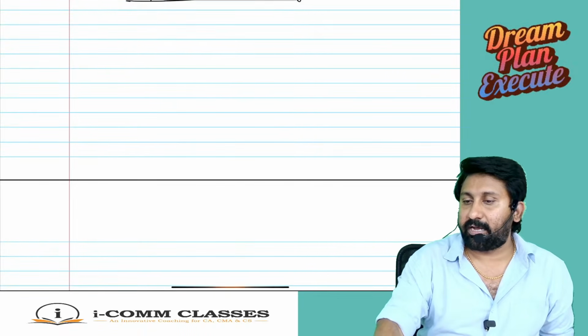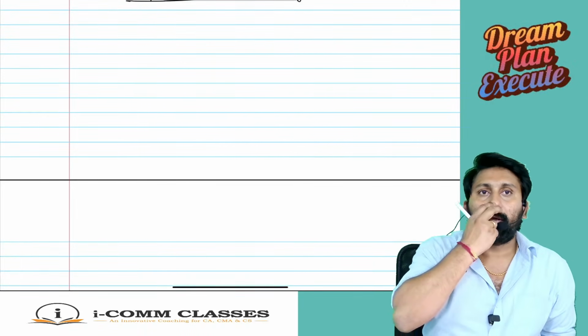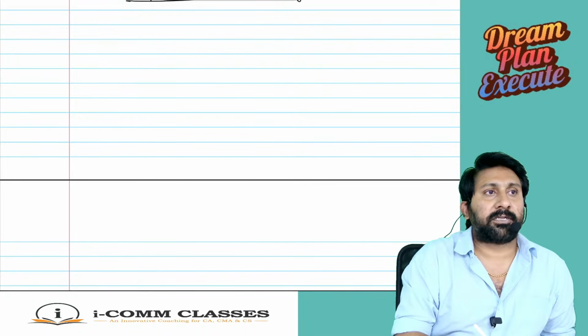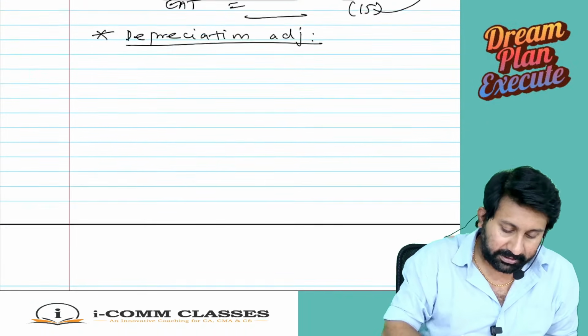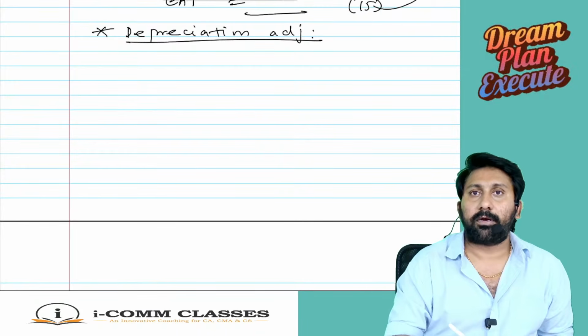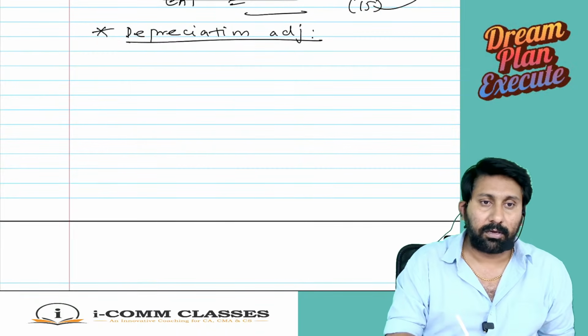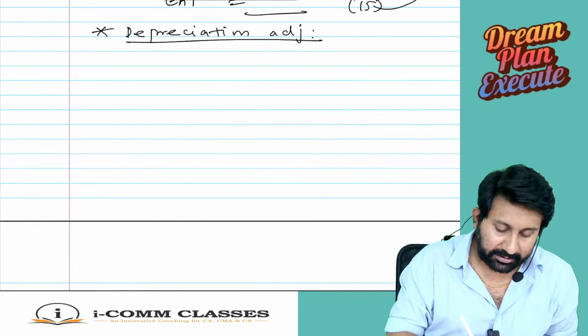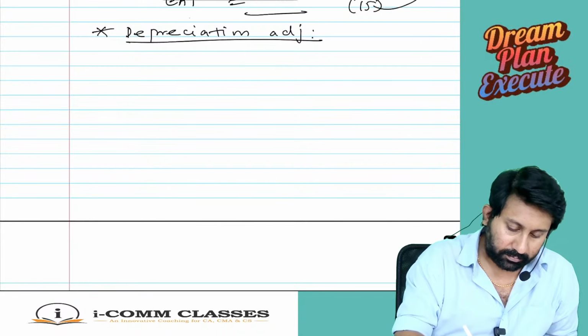So, in the last session, with regard to the chapter capital budgeting, we have completed up to the concept of depreciation. Adjustment to depreciation is what we are going to consider.